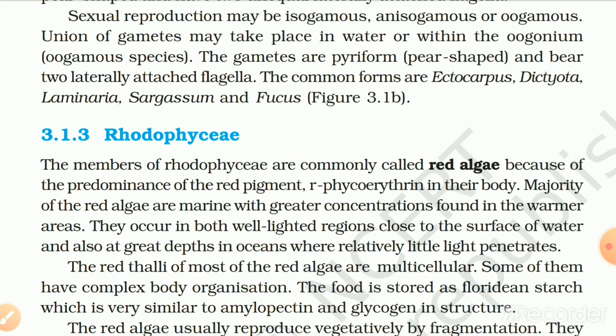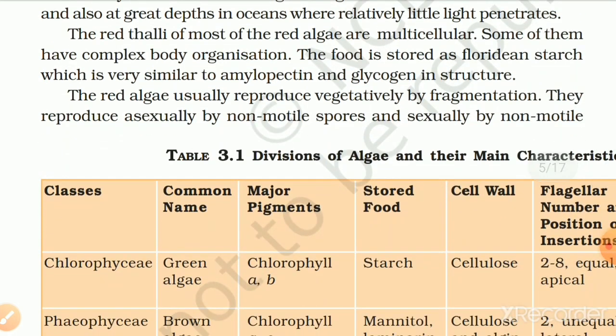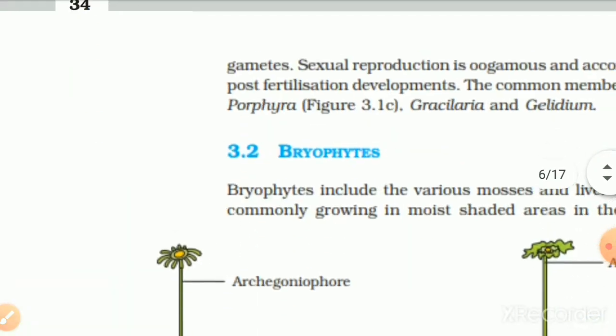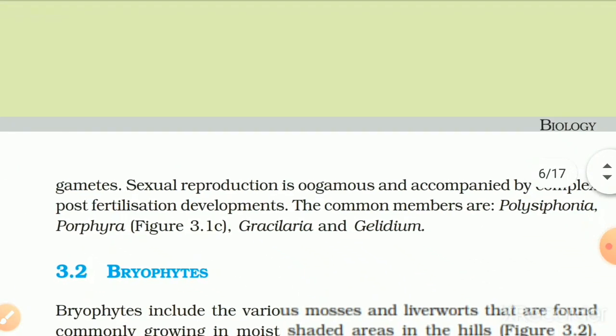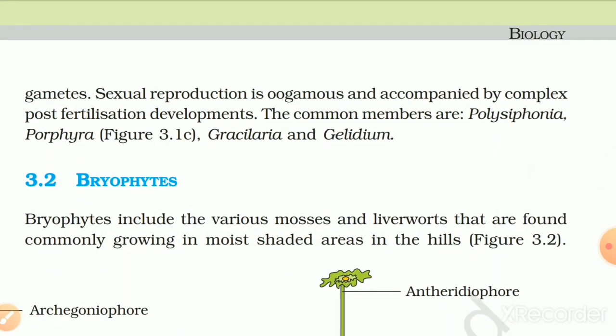The food is stored as floridean starch, which is very similar to amylopectin and glycogen in structure. The red algae usually reproduce vegetatively by fragmentation. They reproduce asexually by non-motile spores and sexually by non-motile gametes. Sexual reproduction is oogamous and accompanied by complex post-fertilization development. The common members are Polysiphonia, Porphyra, figure 3.1c, Gracilaria and Gelidium.